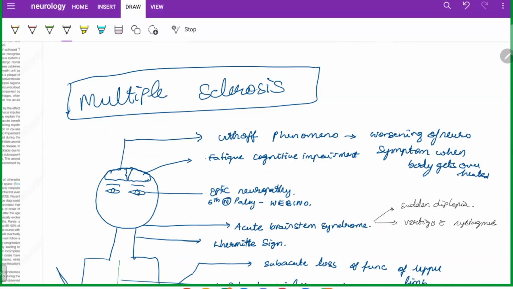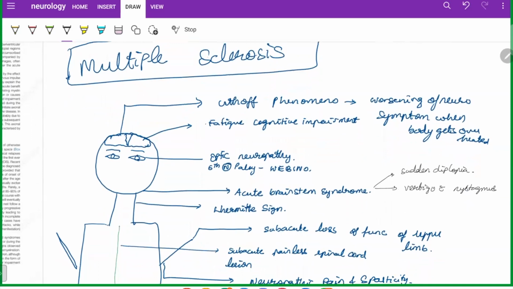Fourth one, acute brainstem syndrome. What happens in your acute brainstem syndrome? There is going to be a sudden diplopia. There is going to be vertigo with nystagmus. Adhuku apram, you're going to have this so-called Lhermitte sign. What is this Lhermitte sign?